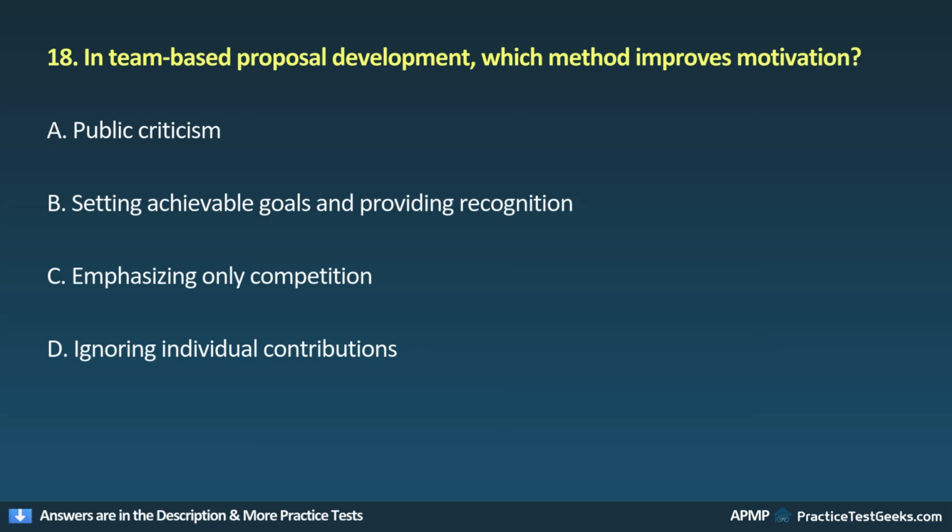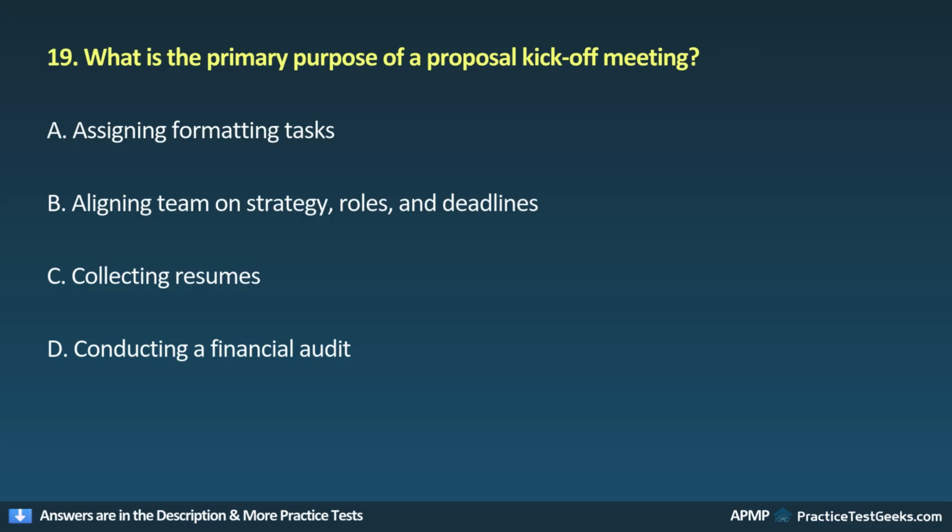A. Public criticism. B. Setting achievable goals and providing recognition. C. Emphasizing only competition. D. Ignoring individual contributions. 19. What is the primary purpose of a proposal kickoff meeting? A. Assigning formatting tasks. B. Aligning team on strategy, roles, and deadlines. C. Collecting resumes. D. Conducting a financial audit.